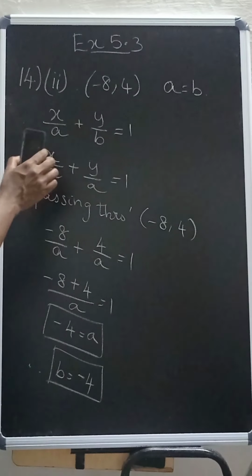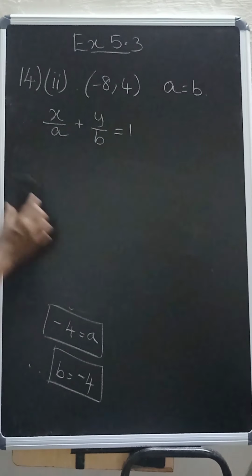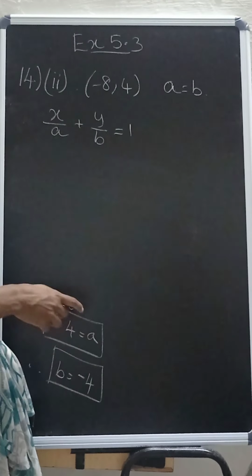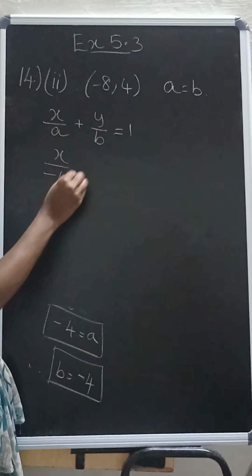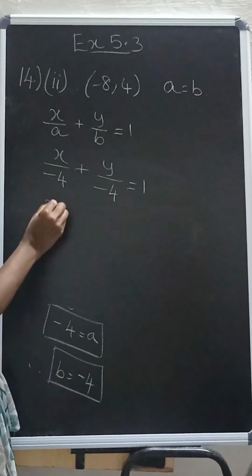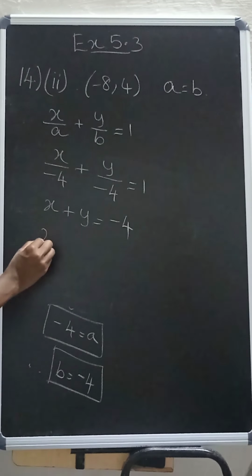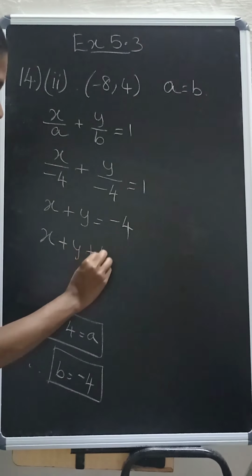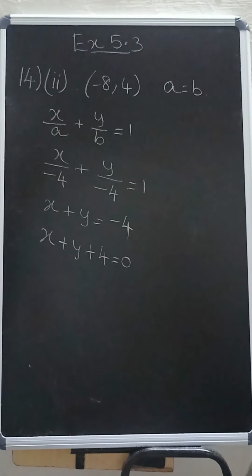Now they are asking you to find the equation of the straight line. Now the equation is x by a plus y by b is equal to 1. Substitute the a value and b value. x by minus 4 plus y by minus 4 is equal to 1. So x plus y is equal to minus 4. x plus y plus 4 is equal to 0 is the equation of the straight line.